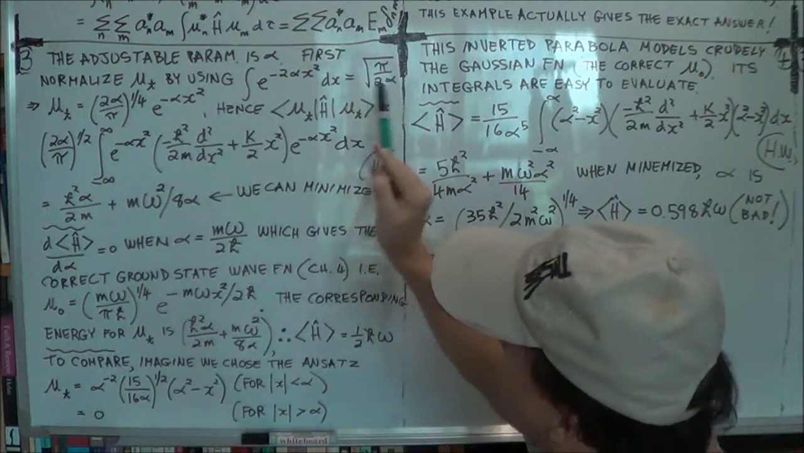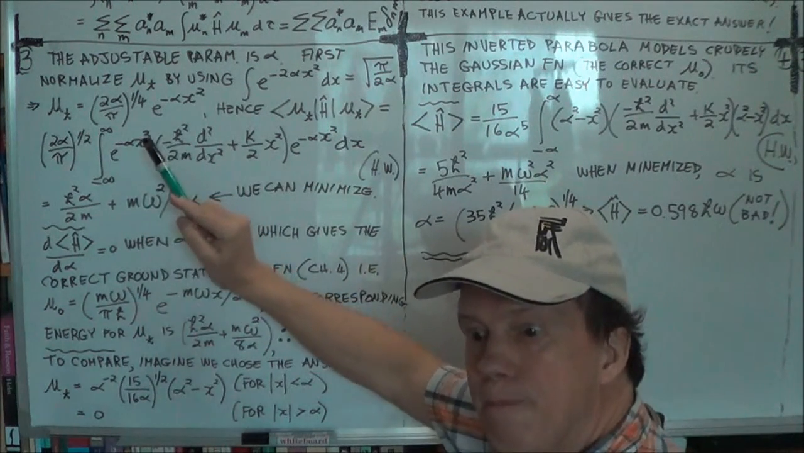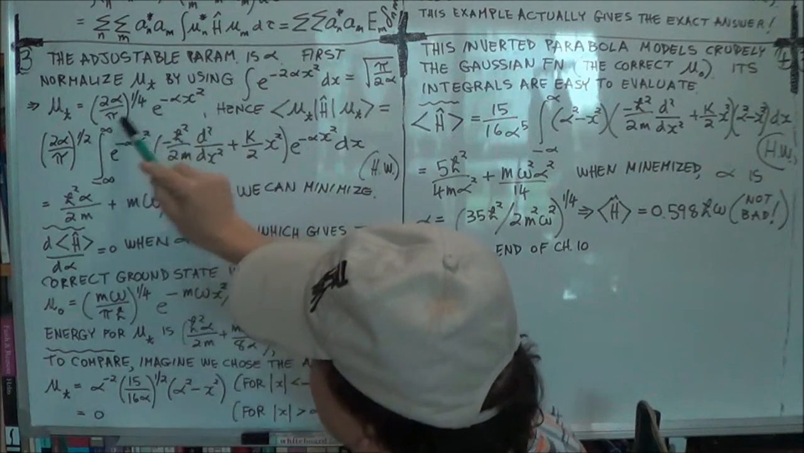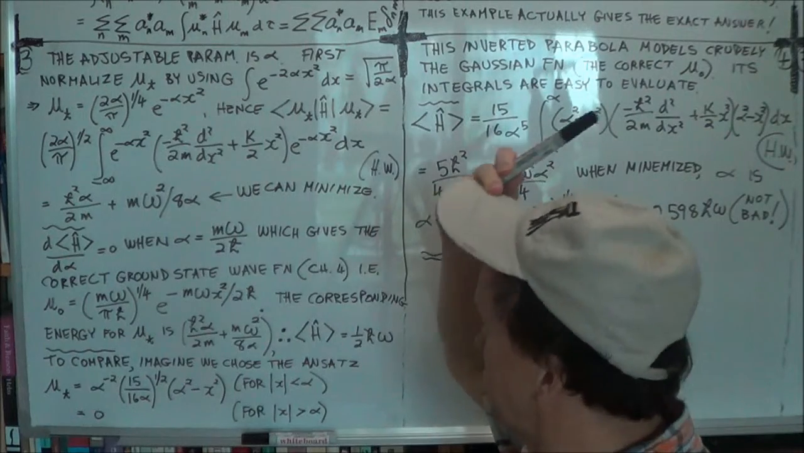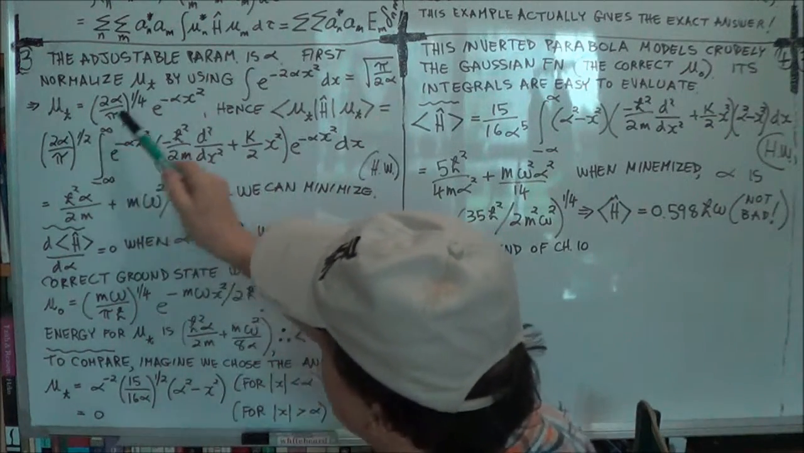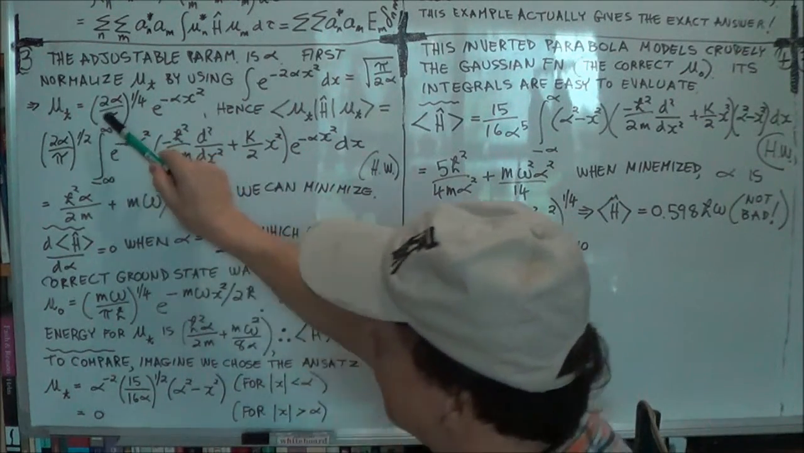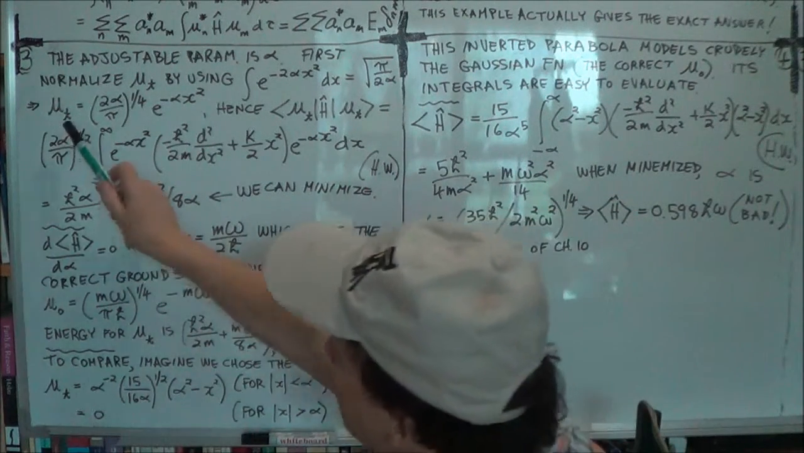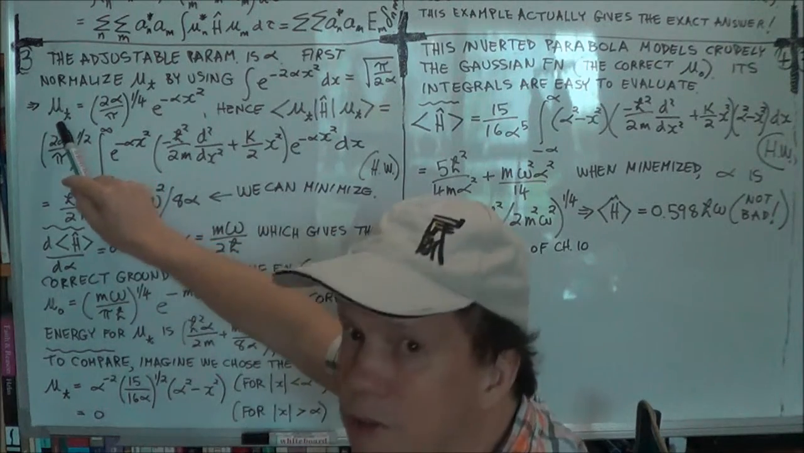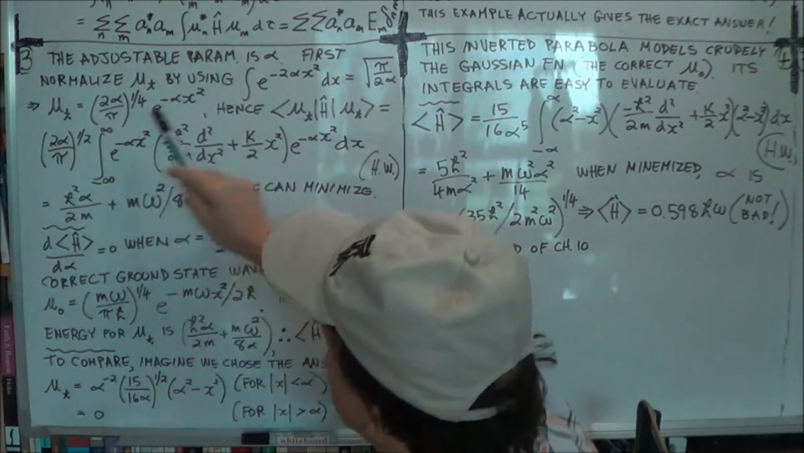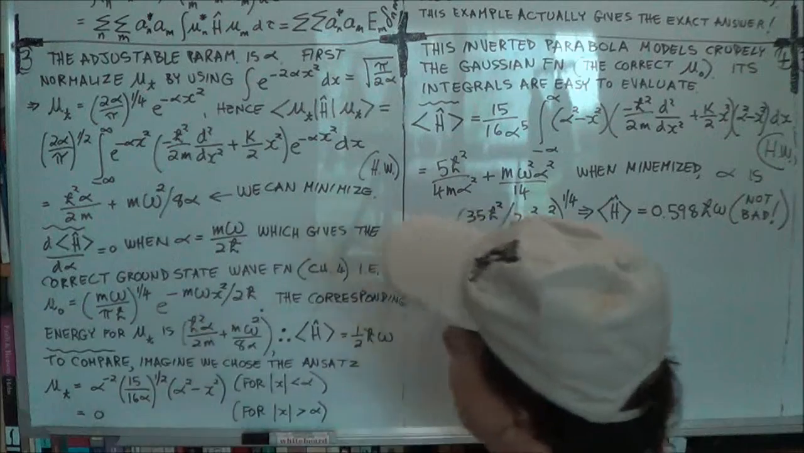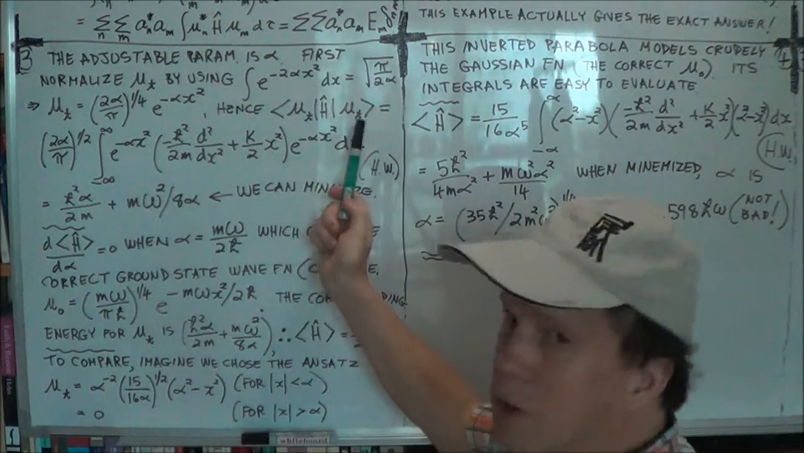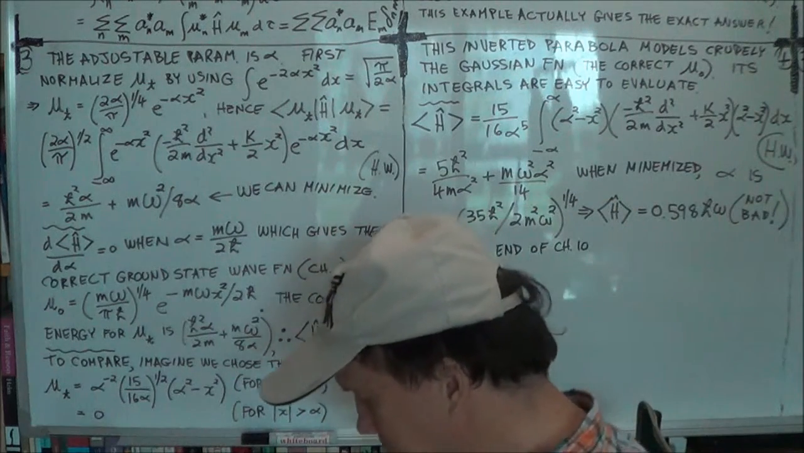That means you can calculate the normalization factor, which is 2 alpha over pi to the 4th. Okay, so if you square this and integrate it, this with this normalization constant, now you get 1. Okay, so it's been normalized. So we now have the ansatz, the trial function, normalized. It's here.